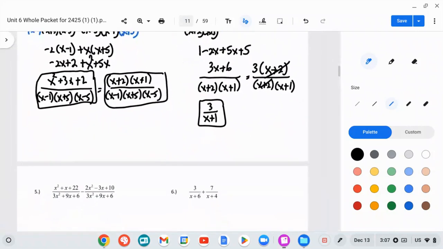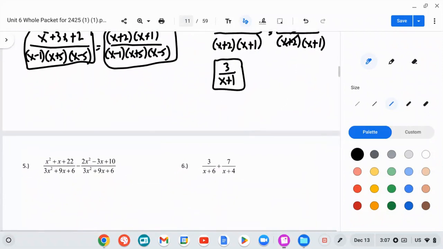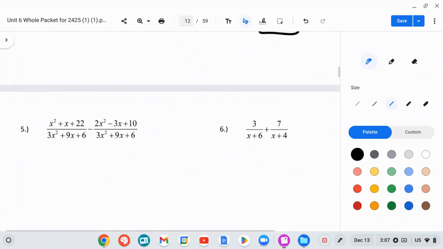Okay, that's not so bad. Ooh, I like 5. 5 is nice because the bottom's already the same. So that means that all we have to do is distribute that negative into the top right. So if we distribute this negative 1 into all 3 of these, then we would get x squared plus x plus 22 minus 2x squared plus 3x minus 10. So all I did was change all the signs.